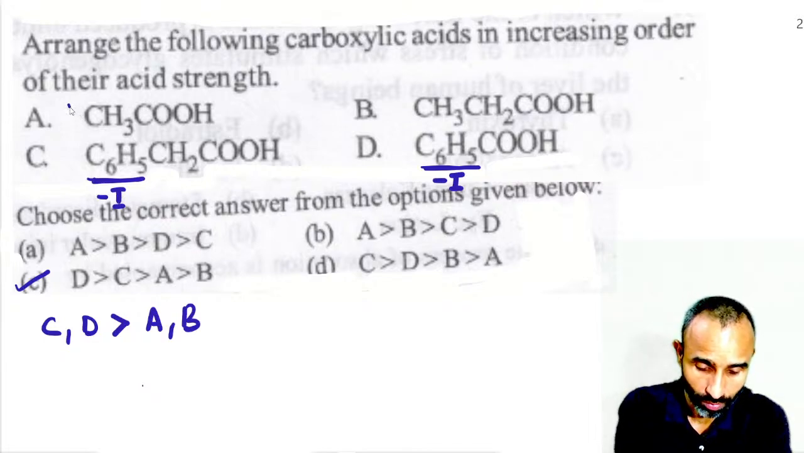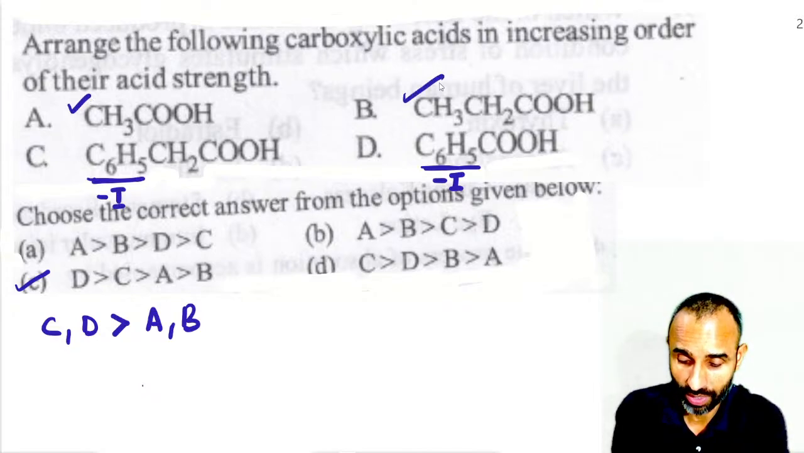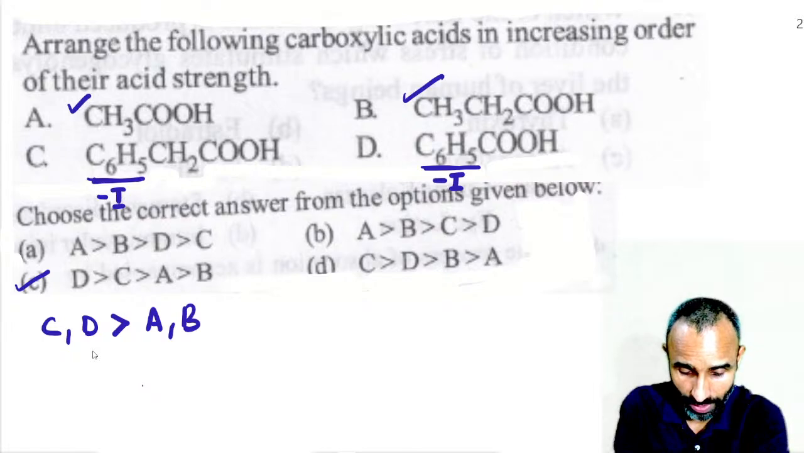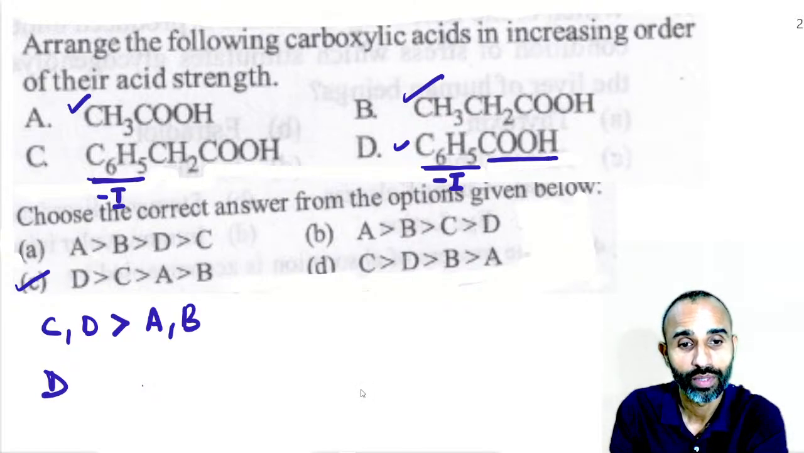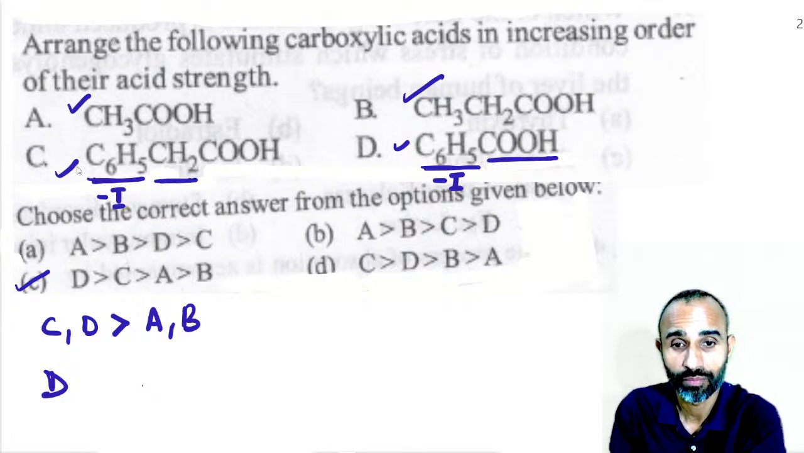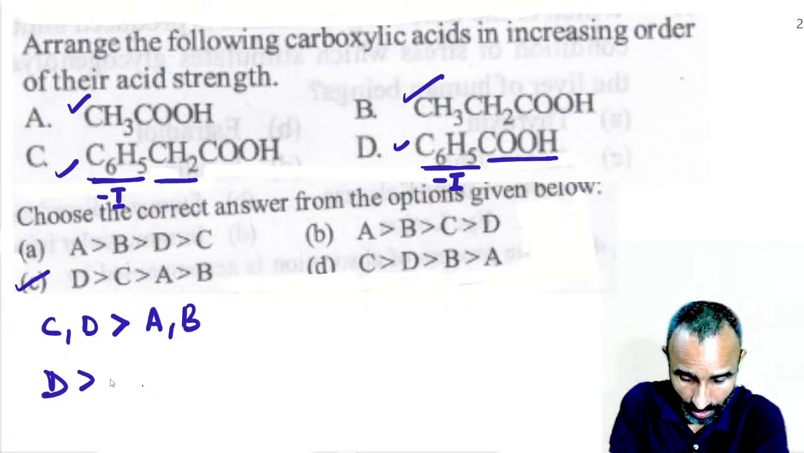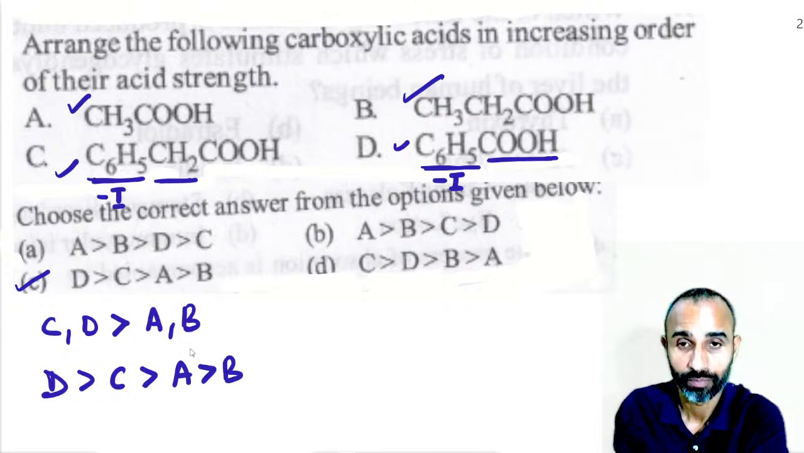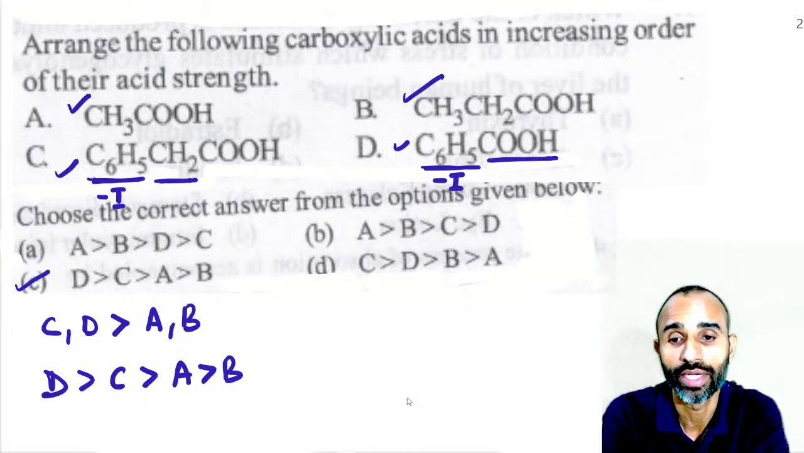and methyl has less electron releasing effect than ethyl. And if we compare D and C, D is closer, it is directly attached to COOH. Here, due to the presence of CH2, its effect is less. So D is more acidic than C, then it is A, and then B. That's why C is the right option.